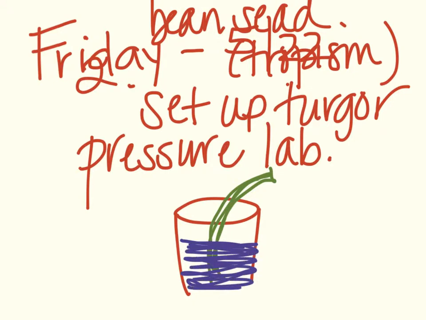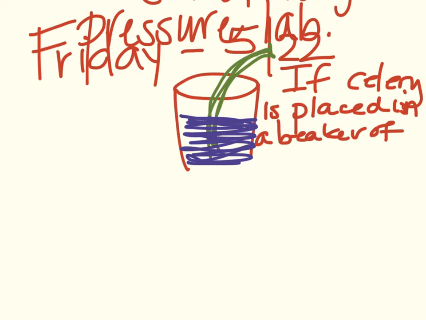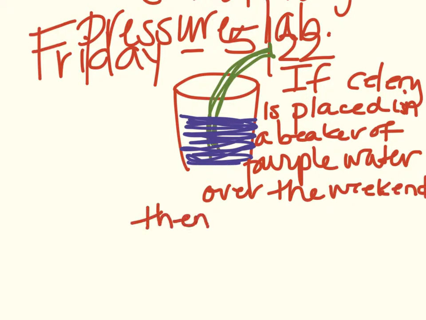So something along the lines of, if celery is placed in a beaker of purple water over the weekend, then it will, and then that is supposed to be your hypothesis. So I did the if part, you were supposed to come up with the then part.